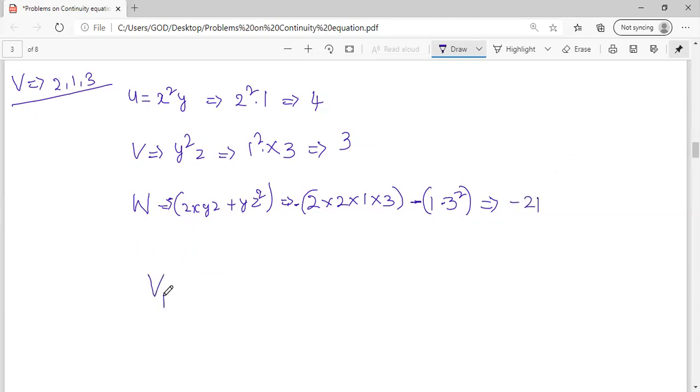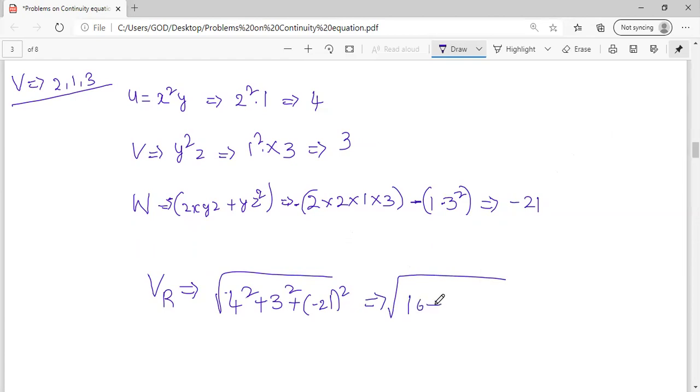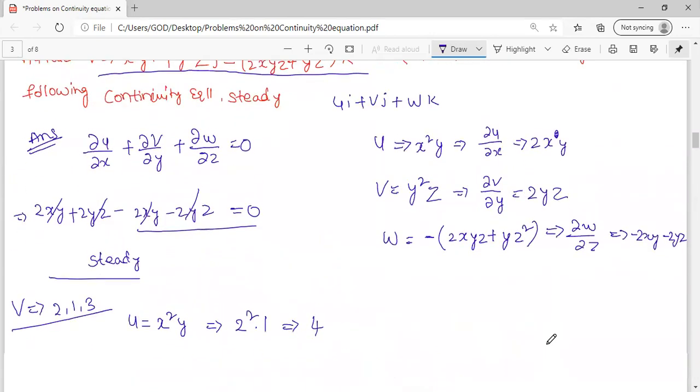Now I need the resultant velocity. Our velocity at that particular point (2, 1, 3) for this flow is written as the square root of 4 squared plus 3 squared plus (minus 21) squared. 4 fours are 16, 3 threes are 9, and 21 21s are 441. You substitute, and you will get a resultant velocity of 21.587 meters per second.